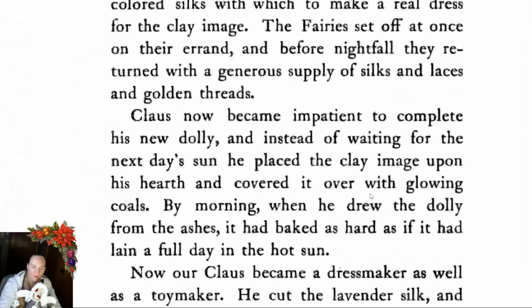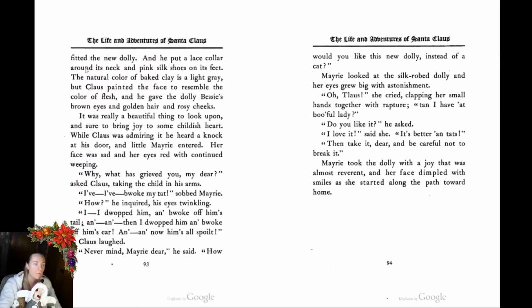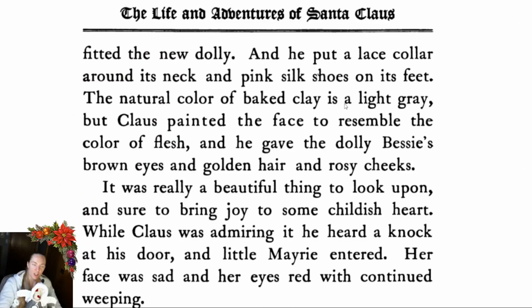That's okay. He cut the lavender silk and neatly sewed it into a beautiful gown that just fitted the new dolly. And he put a lace collar around its neck and pink silk shoes on its feet. The natural color of baked clay is a light gray, but Claus painted the face to resemble the color of flesh, and he gave the dolly Bessie's brown eyes and golden hair and rosy cheeks. It was really a beautiful thing to look upon, and sure to bring joy to some childish heart.